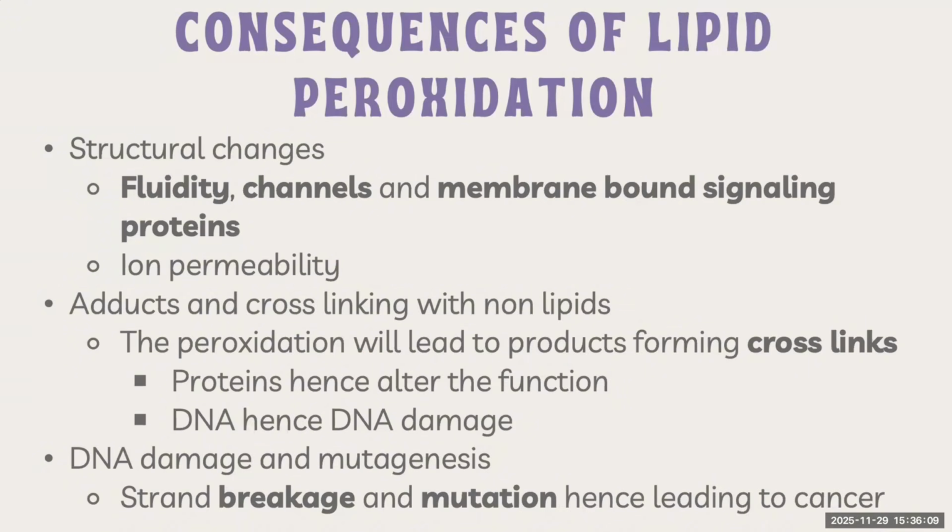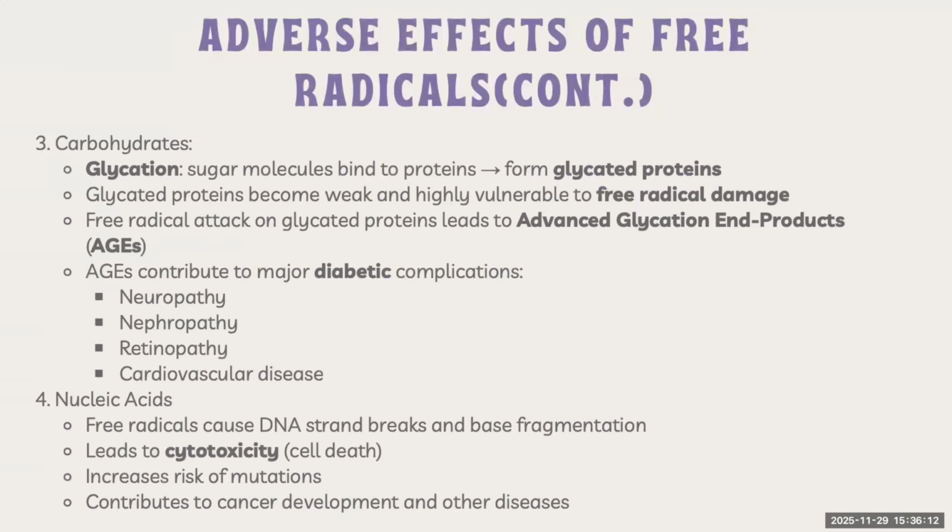Let's move on to the other two substances, our carbohydrates and our nucleic acids. Now pay attention for carbohydrates. Glycation is when a sugar molecule goes and binds to a protein. This will cause the formation of a glycated protein. Glycated proteins are very weakened and more susceptible to free radical attack. When free radicals attack the glycated proteins, they form something called advanced glycation end products, AGEs. The clinical relevance of these AGEs is especially found in diabetic complications.